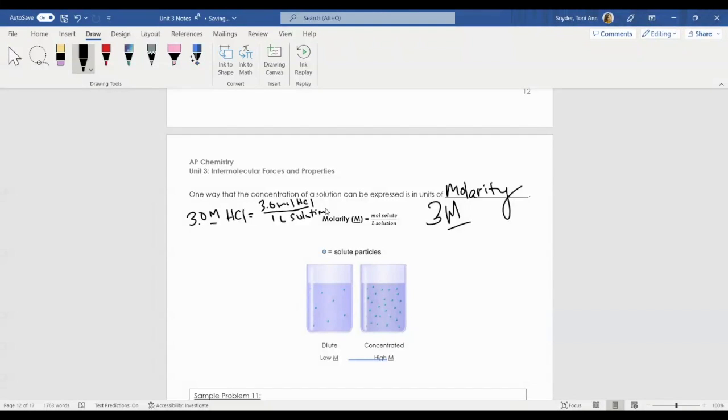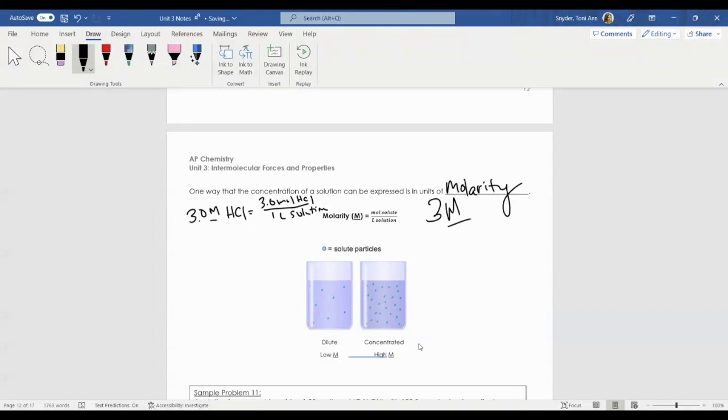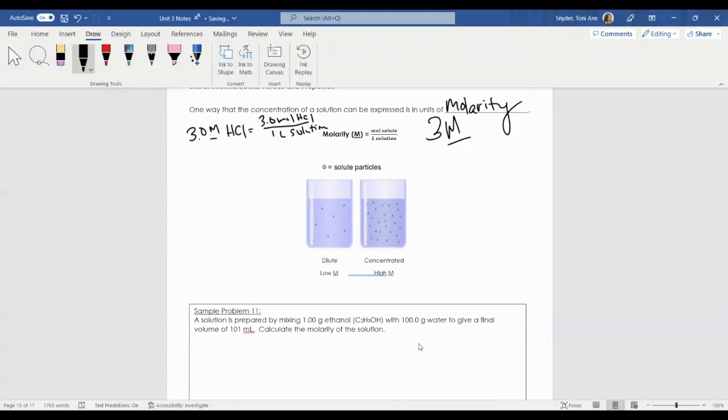So if I take a look at these 2 images down here, this one on the left right here is a very dilute concentration. There's not a lot of stuff in here. There's not many moles of solute particles in this particular solvent. However, this particular solution would be pretty concentrated because it has more solute particles dissolved per liter.